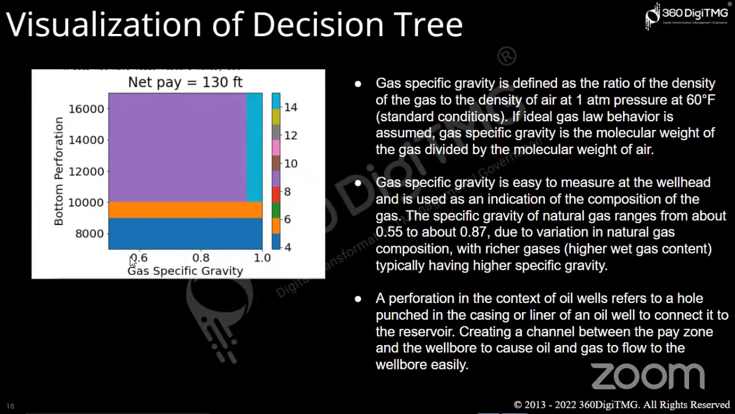We have taken values like 0.6 to 0.1, while the standard values are 0.55 to 0.87. So these are different analyses that we can perform based on this. We have taken the decision tree, decision tree regression.